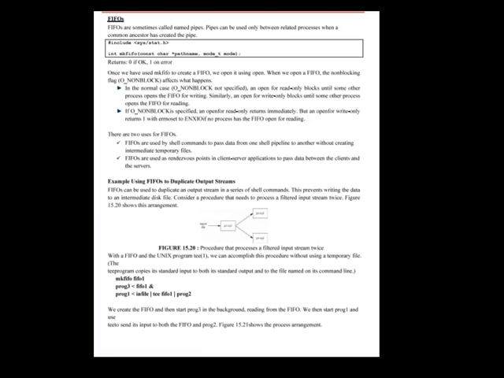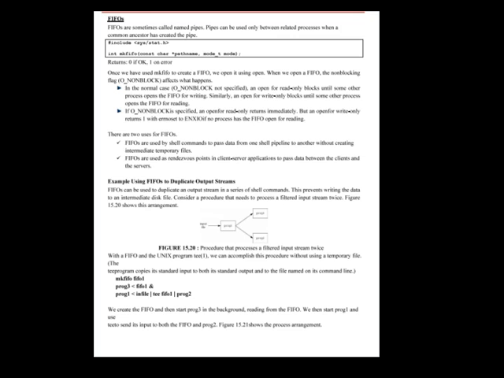There are two uses for FIFOs. FIFOs are used by shell commands to pass data from one shell pipeline to another without creating intermediate temporary files. FIFOs are used as a rendezvous point in client-server applications to pass data between the clients and the servers.